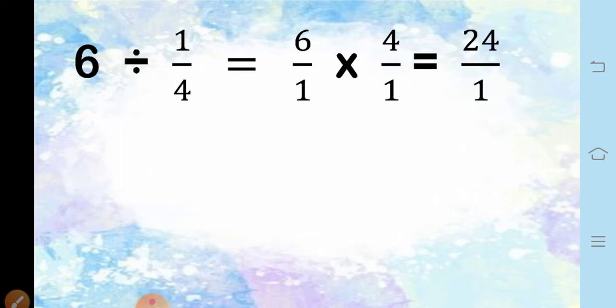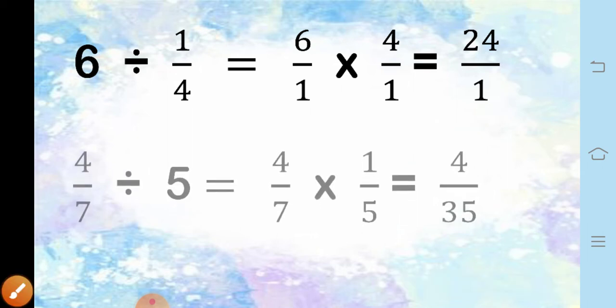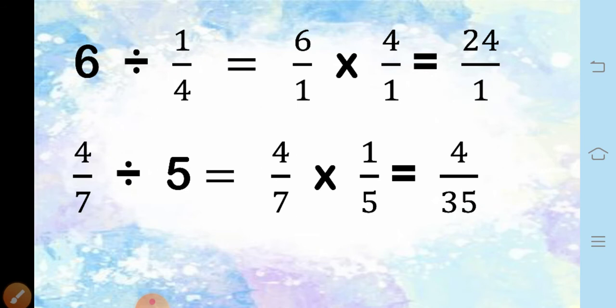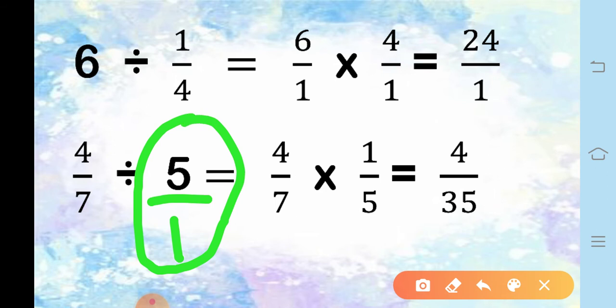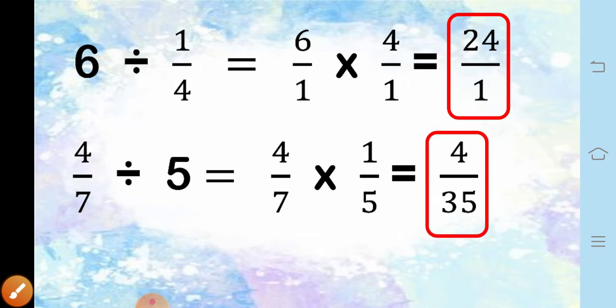6 divided by 1 over 4 is equal to 6 over 1 times 4 over 1. That's why we get the final answer of 24 over 1 or 24, because 24 divided by 1 is 24. Another one, 4 over 7 divided by 5 is equal to 4 over 7 times 1 over 5, because the denominator of 5 is 1, so we change it into its reciprocal which is 1 over 5. So we get the final answer of 4 over 35.